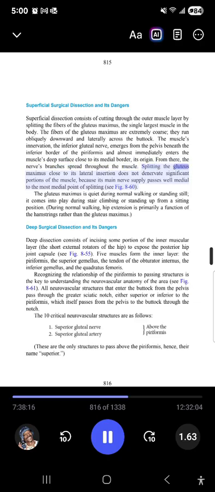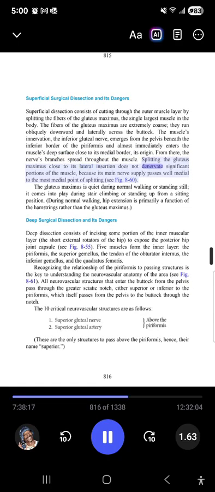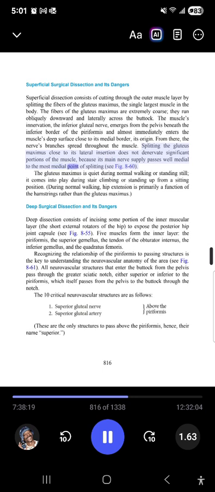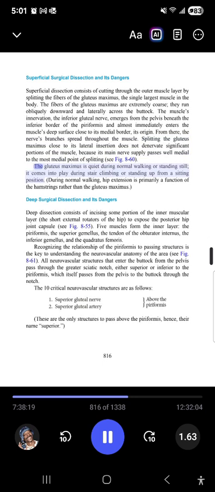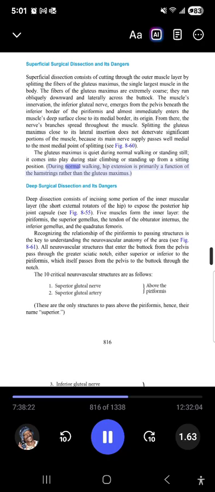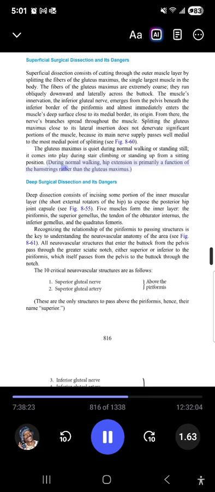Splitting the gluteus maximus close to its lateral insertion does not denervate significant portions of the muscle, because its main nerve supply passes well medial to the most medial point of splitting. See Figure 8-60. Gluteus maximus is quiet during normal walking or standing still. It comes into play during stair climbing or standing up from a sitting position. During normal walking, hip extension is primarily a function of the hamstrings rather than the gluteus maximus.